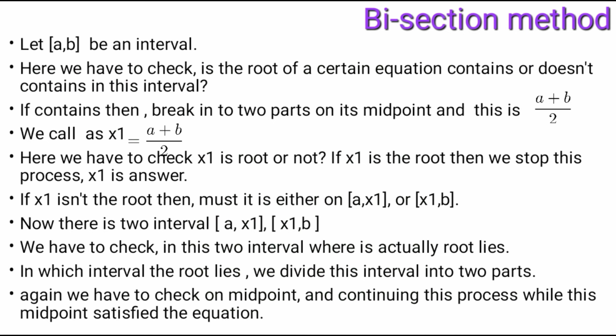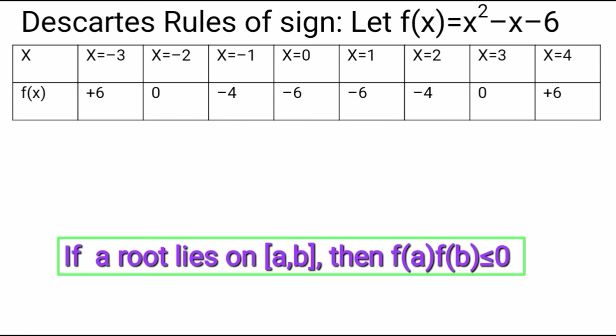Now, let's start with the bisection method first. Let's suppose a, b be a closed interval. You need to check if the root of the equation is in the interval or not. There is Descartes' rule of sign to check it. It says, if a root of an equation lies in a closed interval [a, b], then the product of the functional values of these points is less than or equal to 0.